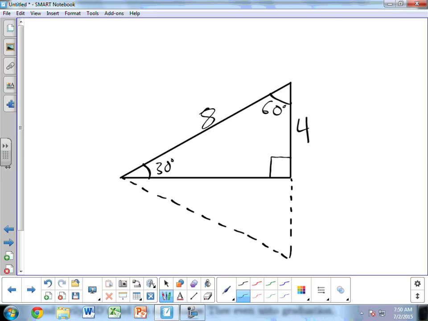So if the short leg is 4 and the hypotenuse is 8, then we need to find the long leg still. The long leg will be the short leg times the square root of 3. So it will just be 4 square roots of 3.